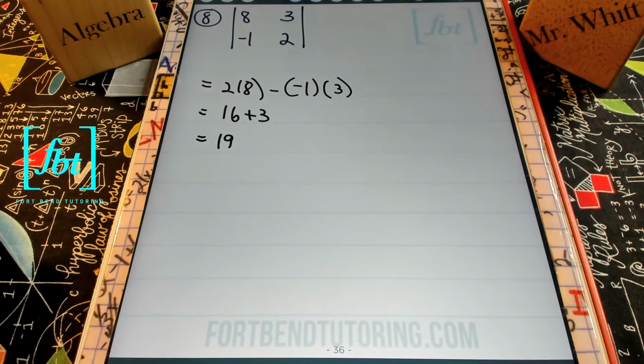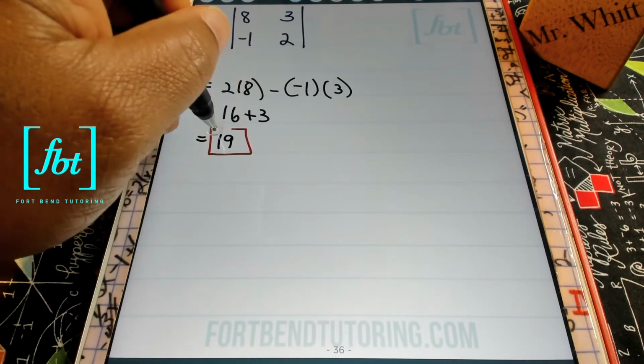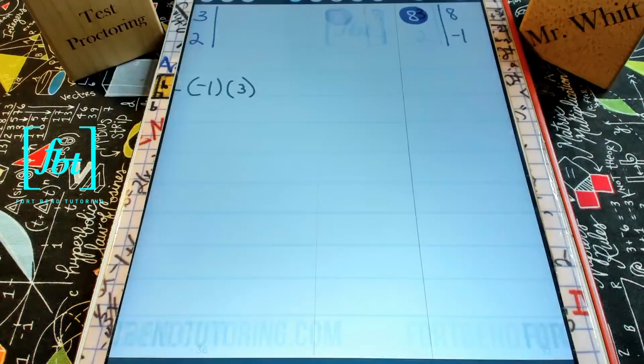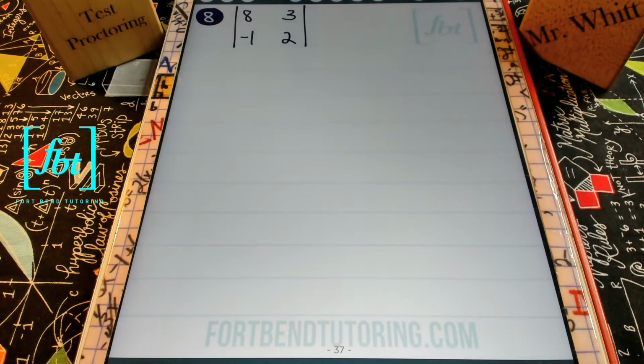Red box it. Red boxing it, people. That was the multiply and subtract method for problem number 8. Moving along to our triangular matrix method here. That's right. Ready to multiply the main diagonal elements in order to get the determinant.